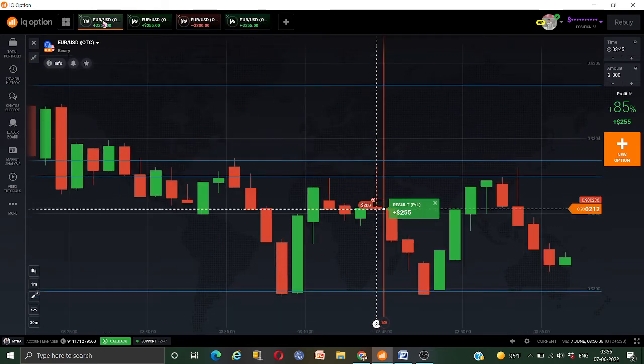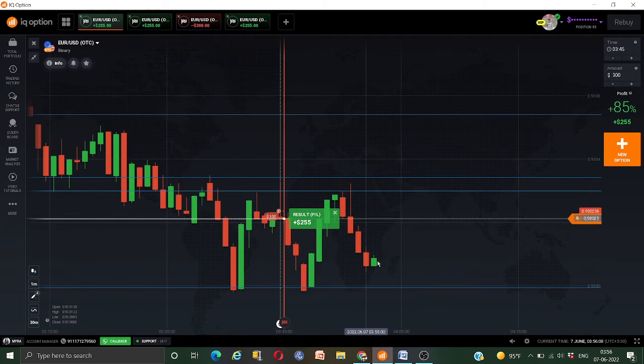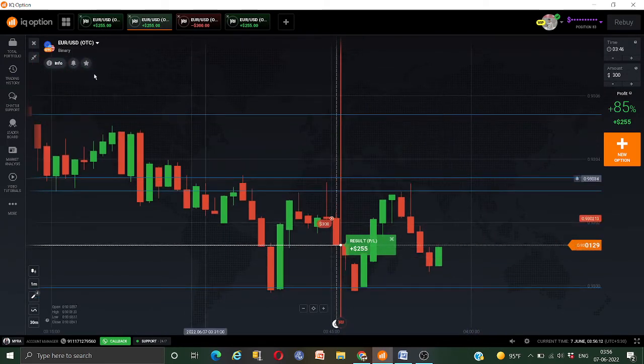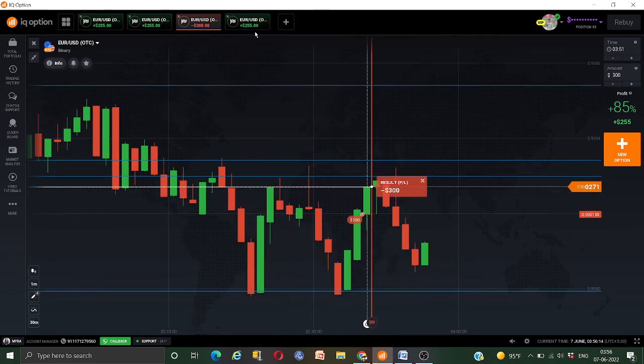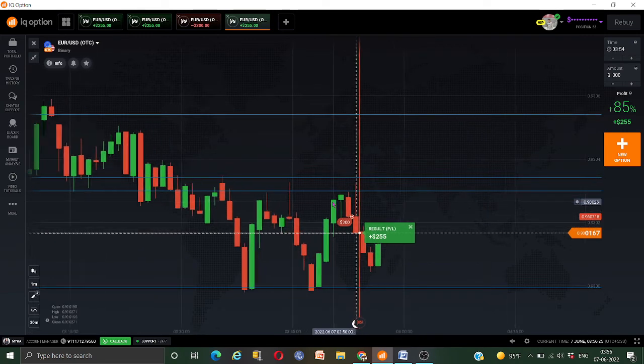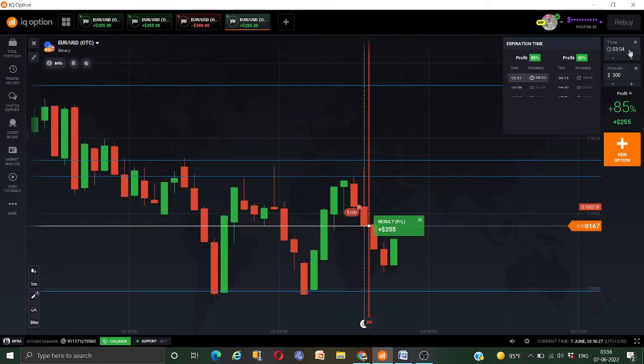For now, I placed my trades in 1 minute, but for the maximum amount of times I will place my trades in 2 minutes. So you can see here, when you are placing a trade with additional confirmation, please take an expiry of more than 2 minutes, 3 or 4 minutes.